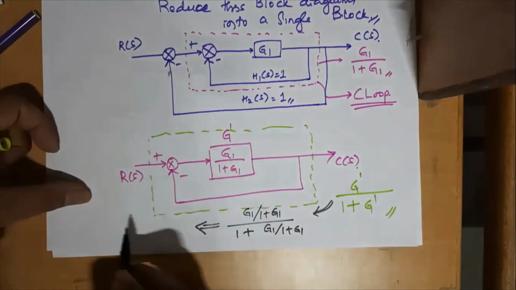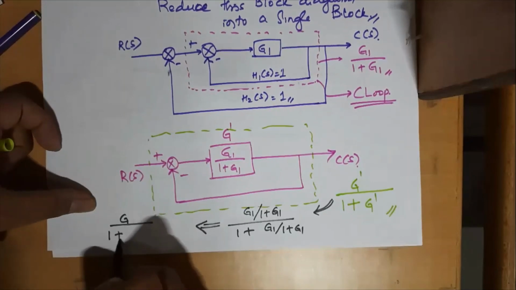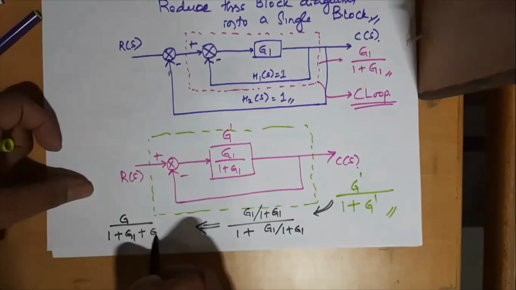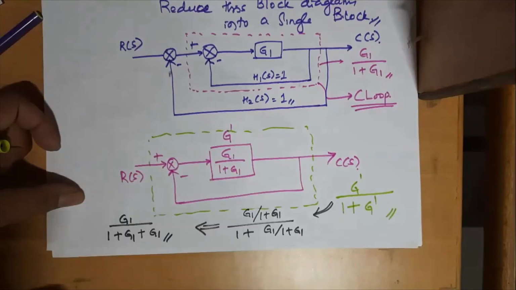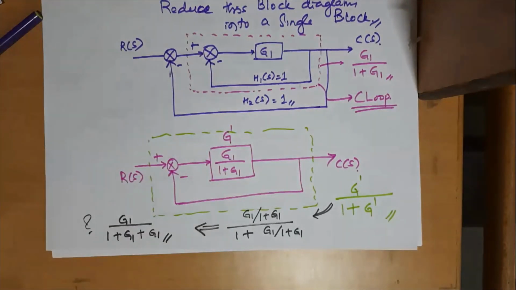The rest are very simple steps, so please calculate yourself. So the final answer is G1 divided by? Yes, sir, G1 by 1 plus 2 G1. Yes, G1 divided by 1 plus 2 G1.